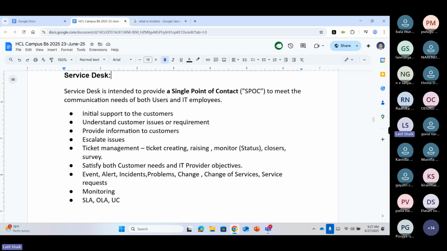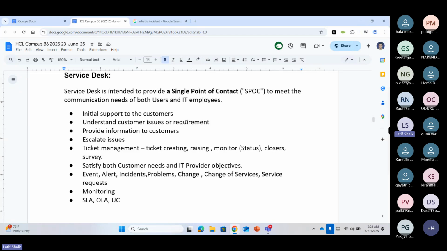So what is the service desk? Once again, a service desk is actually a platform. It can be a group of people, a software, or any other model. What is the intention of having a service desk? To provide a single point of contact to meet the communication needs of both users, meaning the user, customer or client, and IT employees, meaning our technical people.